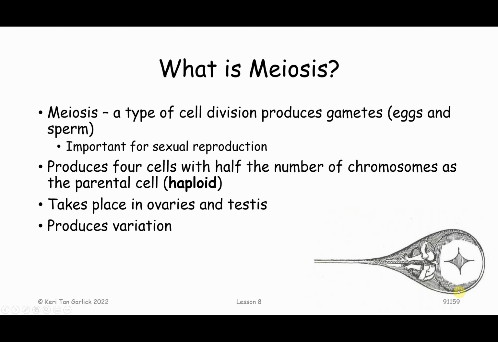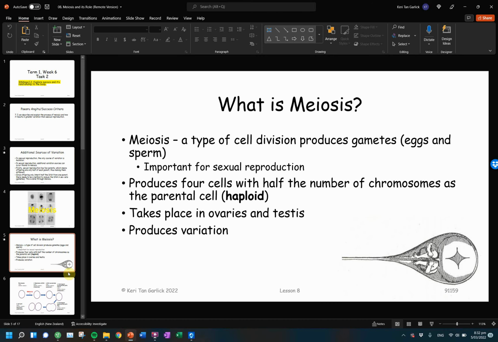This is an old-timey image of what they thought the sperm was, and they thought the sperm was what developed into the human. They didn't quite realize that it's the sperm and the egg. It's just interesting to see what they used to think. Anyway, let's go into meiosis.